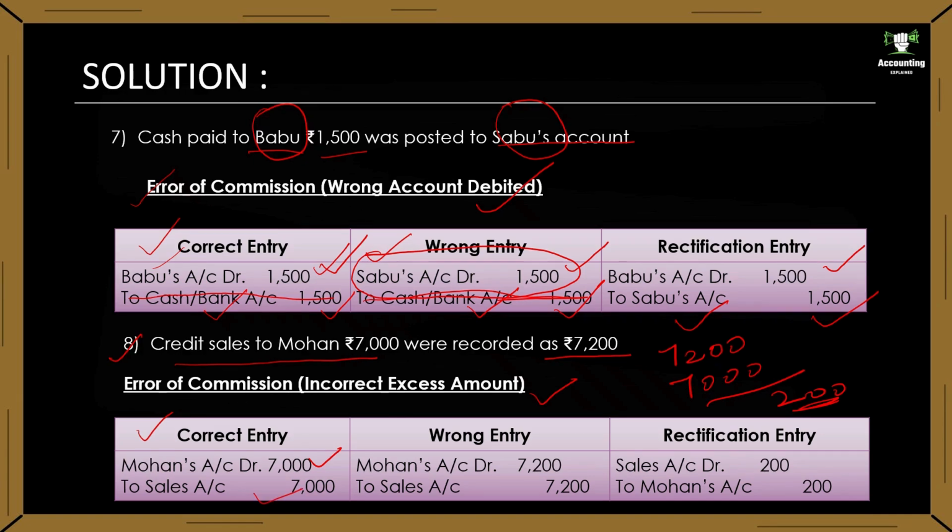The wrong entry you have passed is the same with the wrong amount. Mohan account debit 7200 to sales account 7200. So this wrong entry has an excess of 200. How will you rectify it? By reversing it with the excess amount. Sales account debit 200 to Mohan account 200 is the rectification entry.